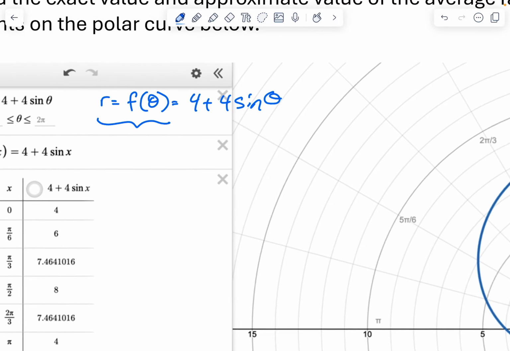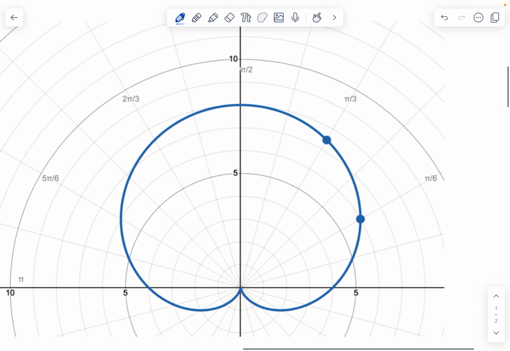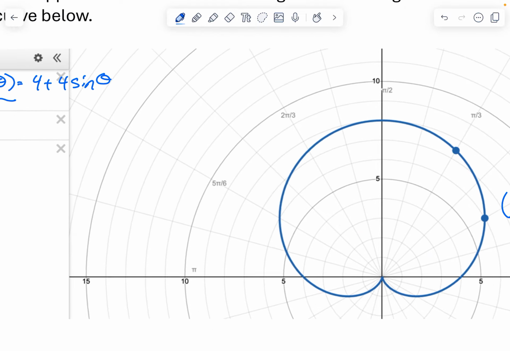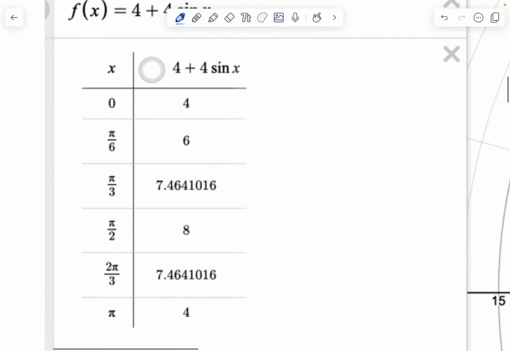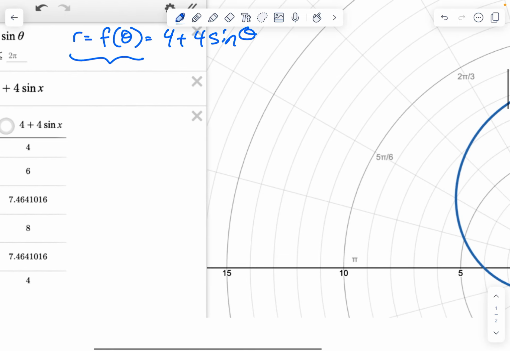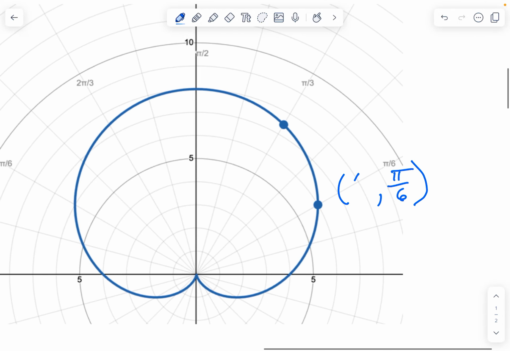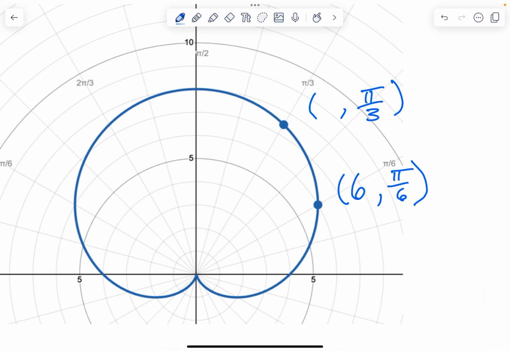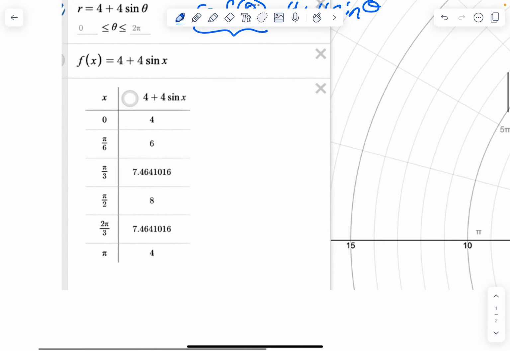So then what is this coordinate over here? This appears to be the theta value of pi over 6. It looks like to me it's got a radius of 6. Let's come over here and see if that makes sense. Pi over 6 does have a radius of 6. And then this is at pi over 3. Its radius is a little harder to tell. We can come over here, pi over 3. That is not an exact value. Do you see how they rounded right here for us?